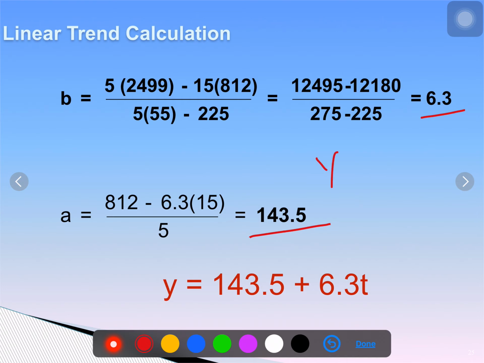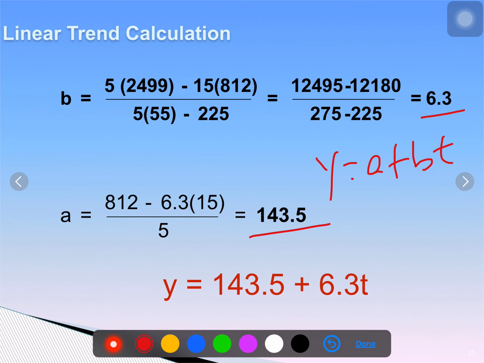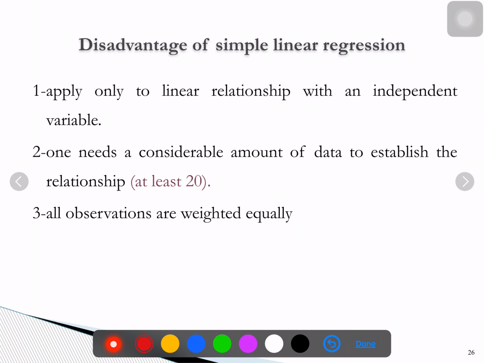Once we have this, y is equal to a plus b times t, so we have 143.5 plus 6.3 times t. Substituting t, the first period has its y, the second period has its y, and the third period has its y. This way we can forecast. We have to find the value of b and the value of a first in order to use the formula, where y is the forecasted amount.